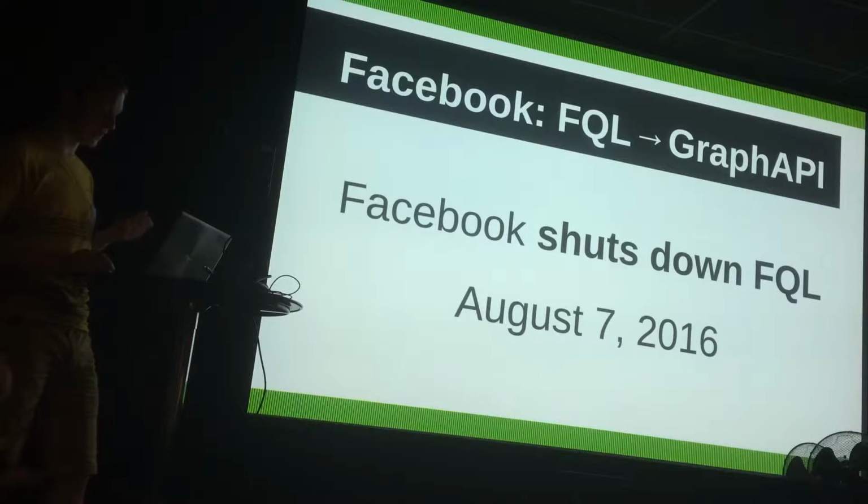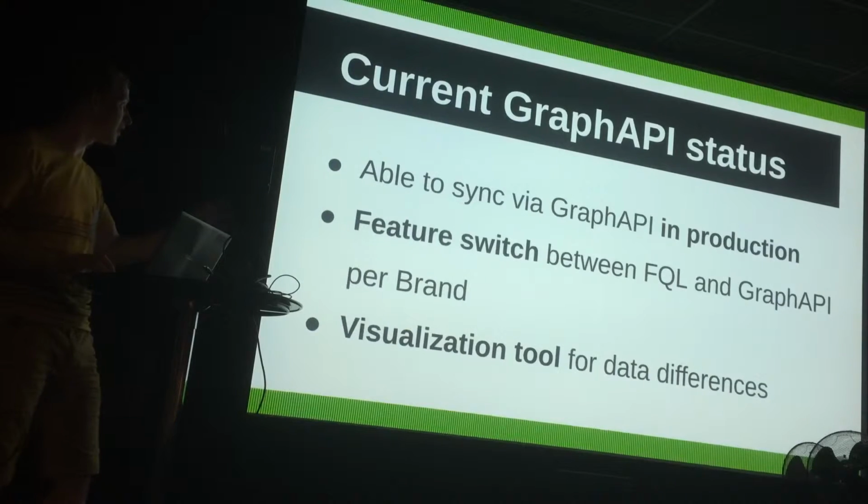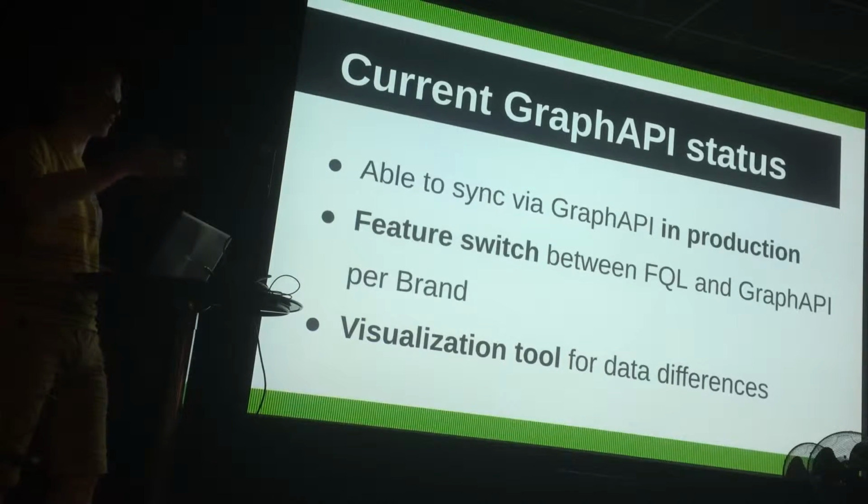And we have to do some testing to assure that it's going to be comparable and as same as possible. In the last month we did the implementation of Graph API, and now we are able to sync via Graph API in production already. As of today in production we have a feature switch for switching per brand from FQL to Graph API.